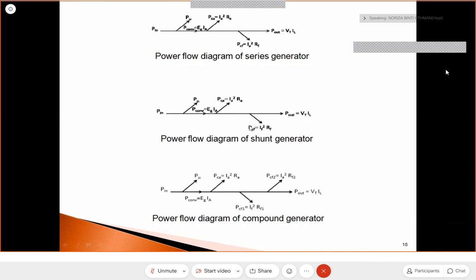Okay. Ini untuk shunt. Shunt generator. Ini untuk series. Untuk shunt sama je kan. P mu sama saja. Tapi untuk compound sebab you ada dua RF kan? Field winding. So RF1 dengan RF2. So you akan ada dua lah. Okay, so kalau you tengok ni, ini ada P in equal to P mu plus P converted. And then P converted equal to PCA plus PCF1 plus PCF2 plus P out. So itu adalah. So kalau you nak cari P out, P out equal to apa? P converted minus PCA, minus the field losses.